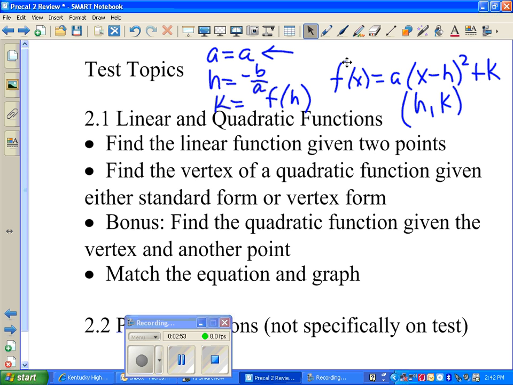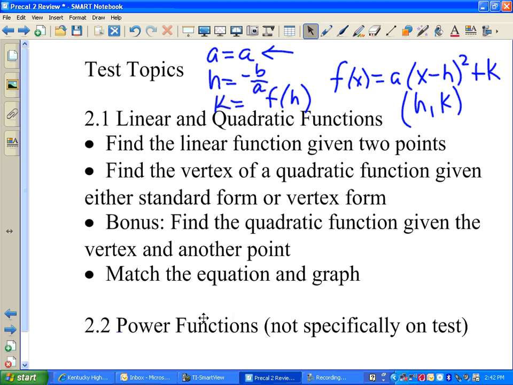Any questions from my live studio audience on that? No, so we'll go on. Let me get this out of the way so you can see. Section 2.2 dealt with power functions. You've got enough to worry about on this test without worrying about power functions, so skip it.